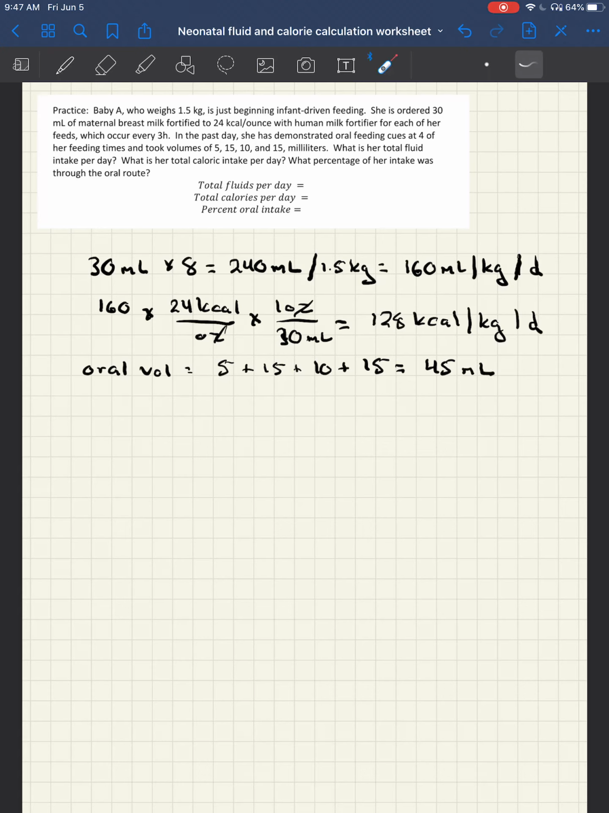We know that the total volume that she was ordered was 240. So we can take 45 divided by 240, multiply that by 100 to get the percent, and her percent oral intake in this problem is 19%.